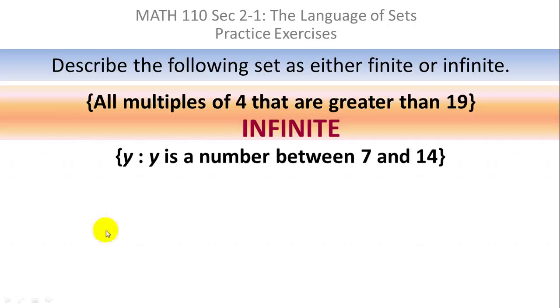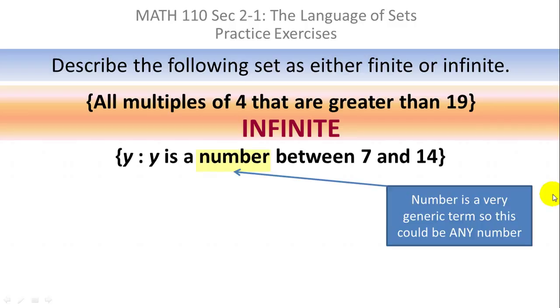This one says we have the set of all y such that y is a number between 7 and 14. We're still answering this question. We want to know whether that set is finite or whether it's infinite. So now we're looking at the numbers between 7 and 14. You have to be really careful here because the word number is very generic. It could be any sort of number. It could be a rational number or an irrational number, a whole number, a negative integer, any number. So 101 over 10 would be right, because if you took 100 divided by 10, you'd get exactly 10. So it's a little bit bigger than 10, so it's obviously in there.